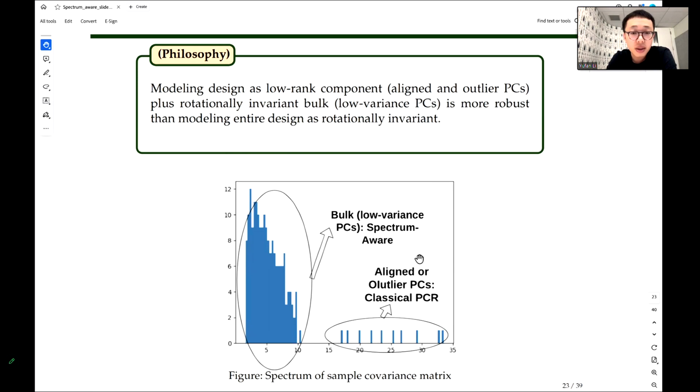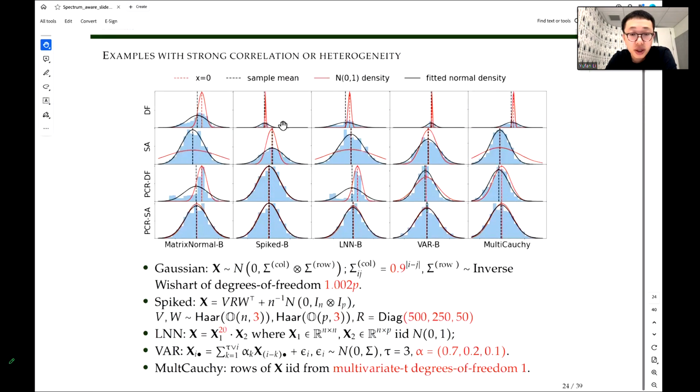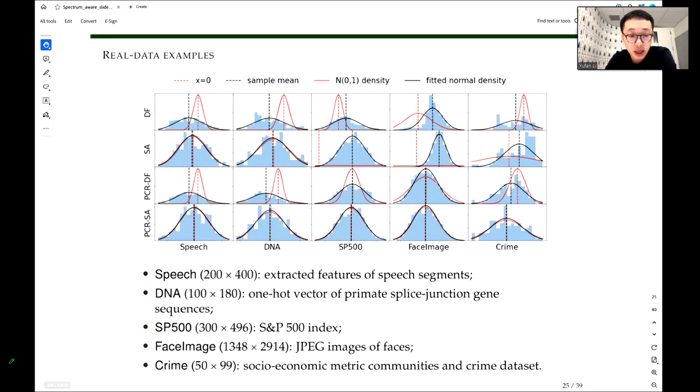That's the idea. And we can see here, in a range of even more challenging scenarios with strong correlations and heterogeneity across rows, this enhanced method, which is the last row, works significantly better than its competitors. And we also apply this to design matrices we got from real designs. As you can see, the advantage of this new method is actually quite obvious.